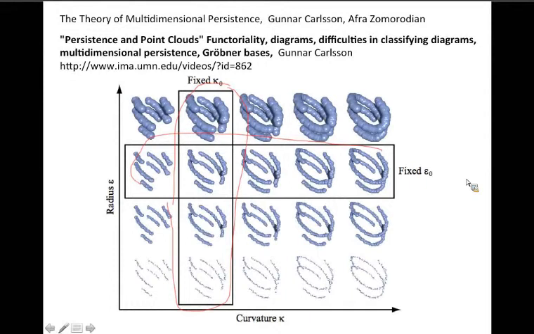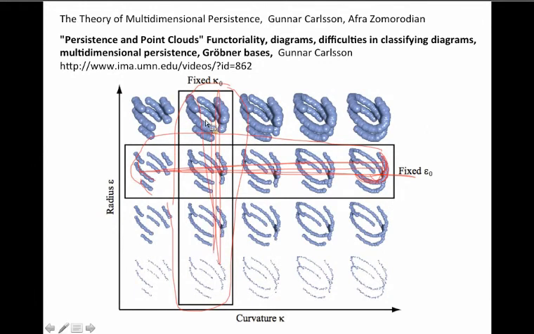We might actually want to see how our simplicial complex changes as we allow higher and higher regions of curvature. So in the beginning, we have low regions of curvature, but then later on, we allow for more curvature, and we might want to study how our simplicial complex changes with respect to curvature. And we can do our standard one-dimensional persistence by just fixing our epsilon and allowing our curvature to change. Or we can fix our curvature and allow our epsilon to change.